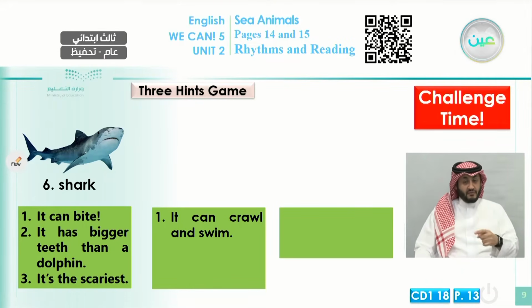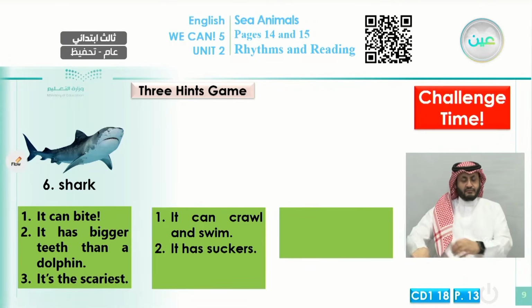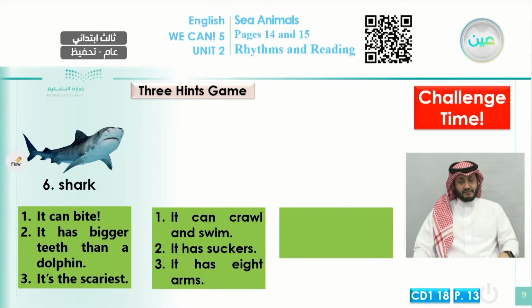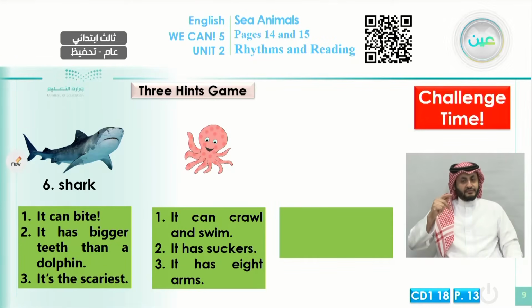Now the second animal here, let's get these 3 hints. Number 1, it can crawl and swim. Crawl and swim. Okay, what is it? You can't tell. Let's read the second one. It has suckers. Okay, suckers that this animal is using for walking on the surface and on the walls, for example, or on rocks. In number 3, it has 8 arms. What is that sea animal that has 8 arms? Okay, that is the animal. But what is the name of this animal? Do you remember? Starts with O. Yes, exactly. It is called octopus.